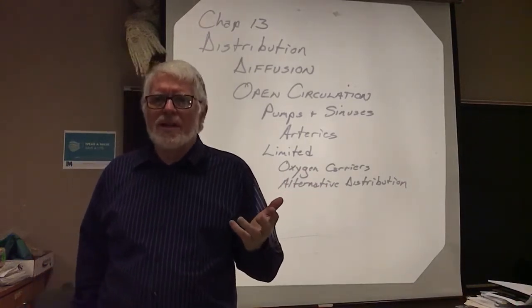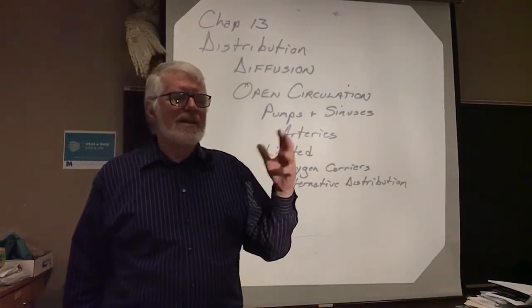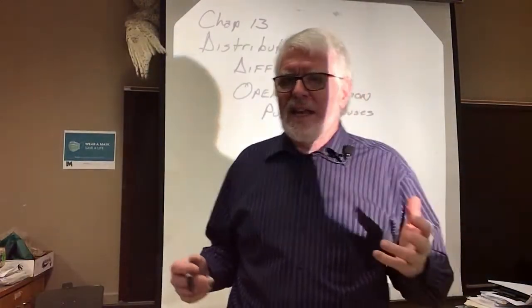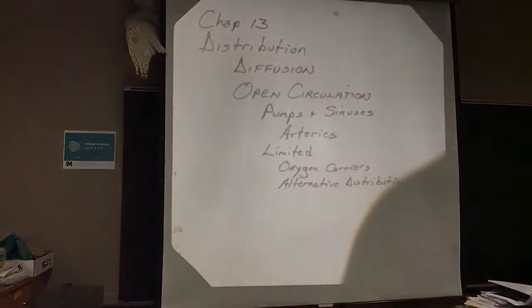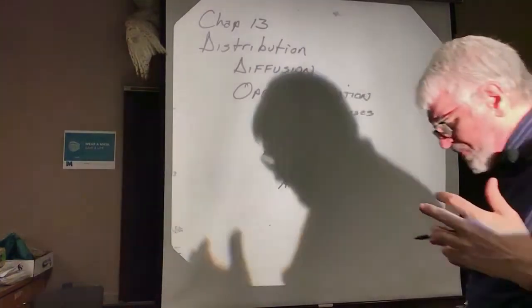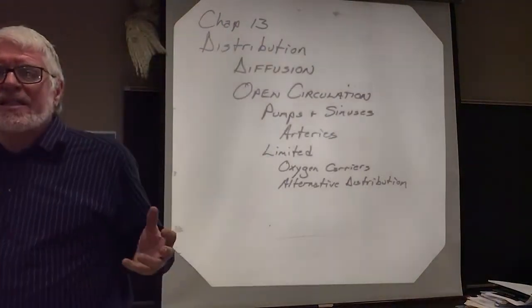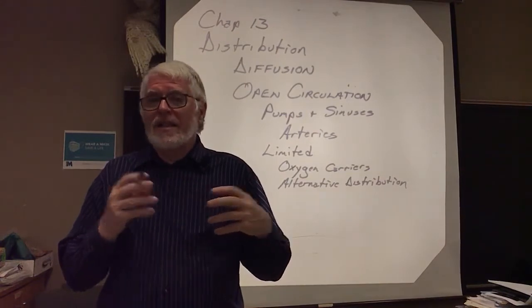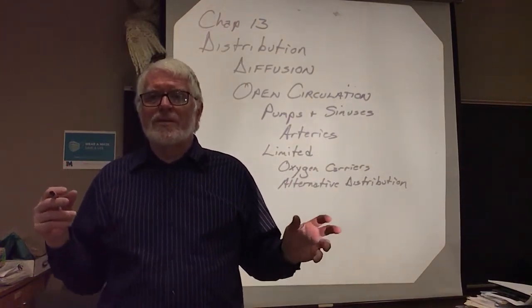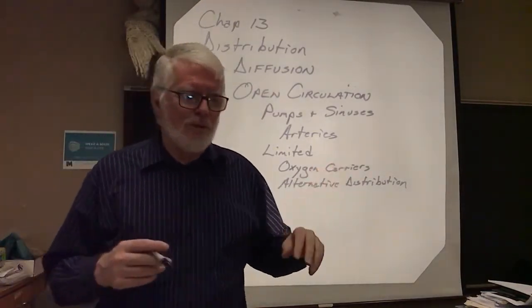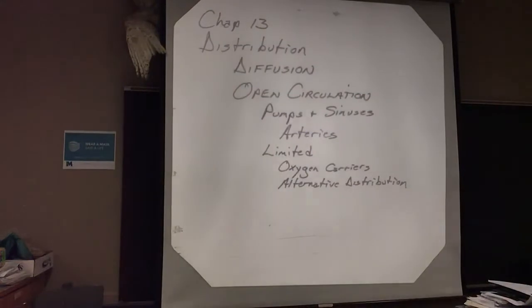The next most common one is copper-based, blue blood or bluish-green blood. You get it in a lot of arthropods and some mollusks. Alternative distribution is something we'll come back to. Since we're talking about oxygen, there are some respiration systems that are basically respiration and distribution systems simultaneously. So we'll get to respiration by the end of this chapter. We'll come back and talk about tracheal systems and that sort of thing later.